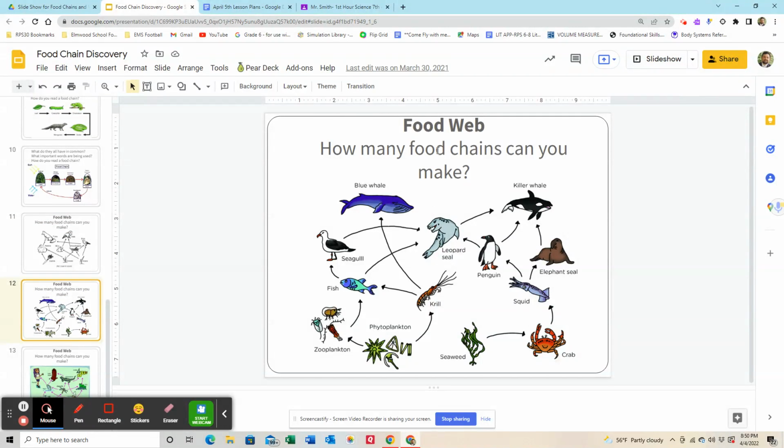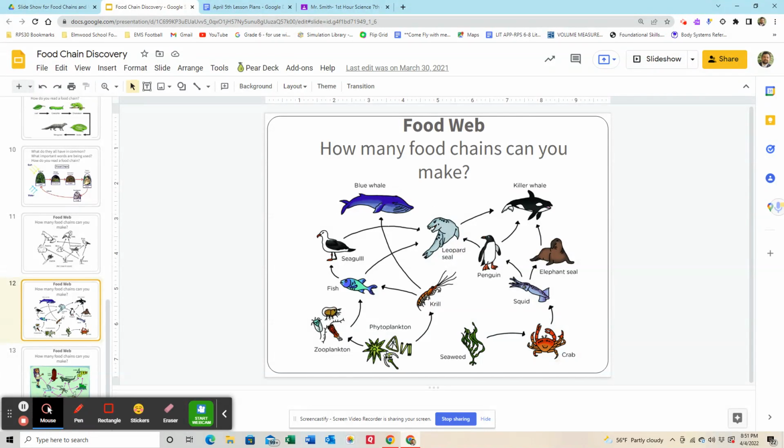A lot more organisms here. How many food chains can you find here? Seaweed to crab to squid to elephant seal to killer whale. That's 1. Seaweed, crab, squid, penguin, killer whale. That's 2. Seaweed, crab, squid, penguin, leopard seal, killer whale. That's 3. Seaweed, crab, squid, penguin, leopard. Okay, we stopped there. So we're at 3.